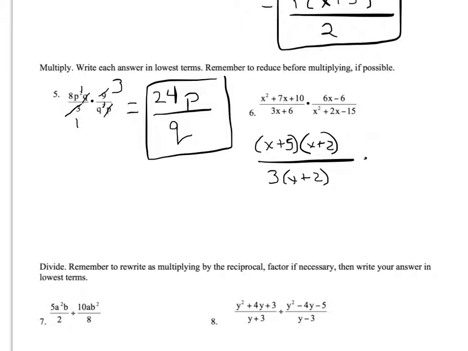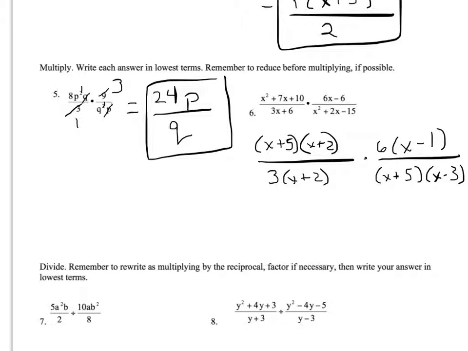Times, let's go to the second fraction. My GCF is going to be 6 in the numerator. So I factor out a 6, and I will have x minus 1 in parentheses. My denominator is another quadratic. I do not have a GCF. My A value is 1. So I'm looking for a pair of numbers that multiplies to give me negative 15, adds to give me positive 2. That's going to end up being x plus 5 times x minus 3.